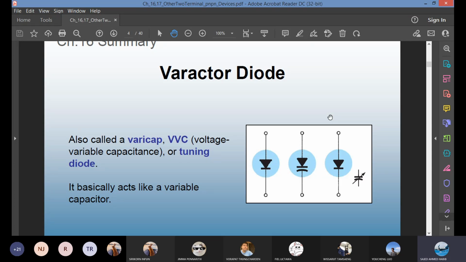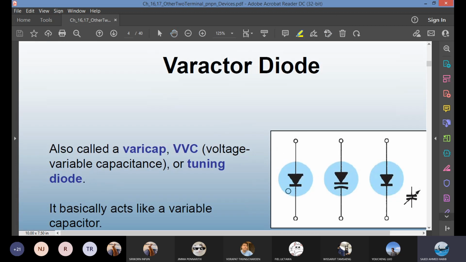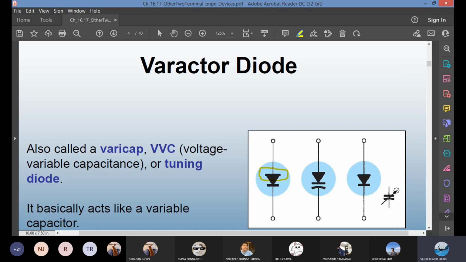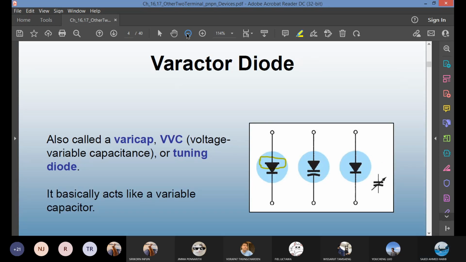So these are some of the symbols of a varactor diode. If you zoom in closely, it almost looks like a diode, but you can see at this point there's a horizontal line. It's not a perfect triangle. Or you can have a diode symbol with a capacitor symbol at the bottom. You might have a regular diode symbol, and on the side you see a capacitance with an arrow. This is a variable capacitor. All three symbols may be used to show a varactor in the circuit.